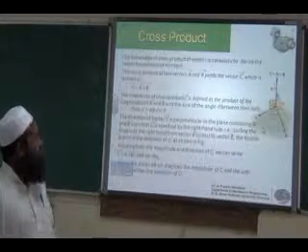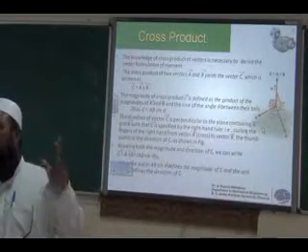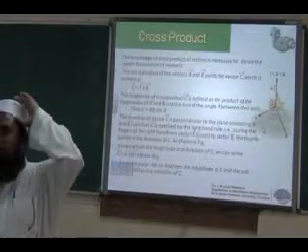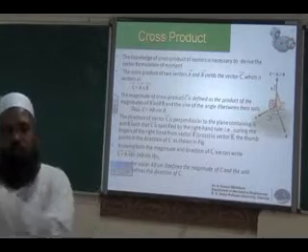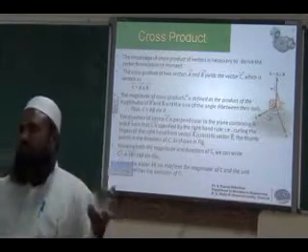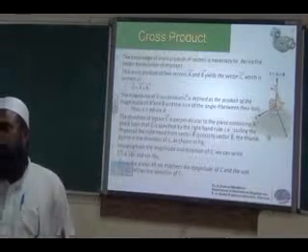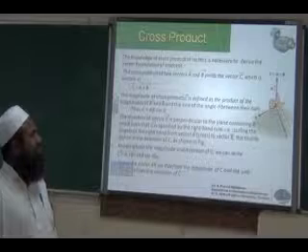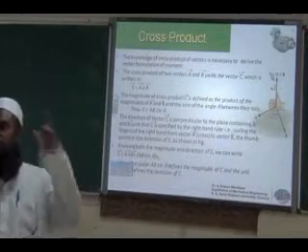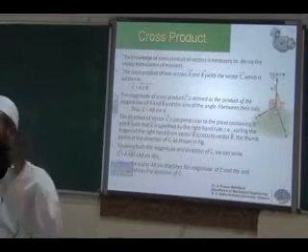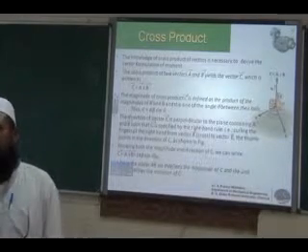Then in order to represent the moment, cross product is used. The angle between two forces or two vectors can be found by using the dot product. In order to represent the moment, we use the cross product. The vector representation of the moment is obtained by using the cross product approach. So A cross B equals another vector C. If you remember, A dot B is not a vector, A dot B is a scalar. Whereas A cross B is again a vector, vector C.